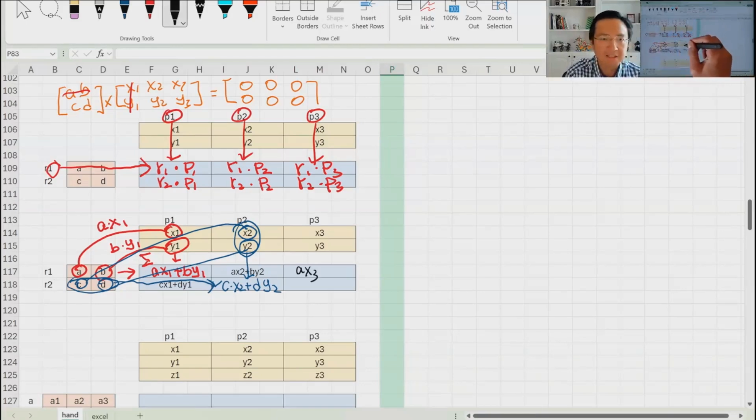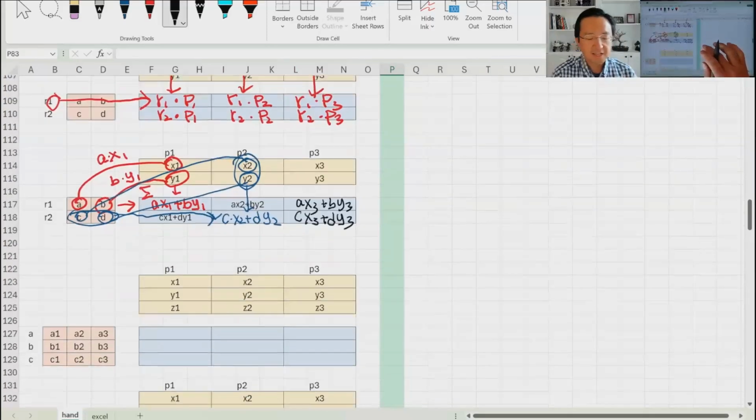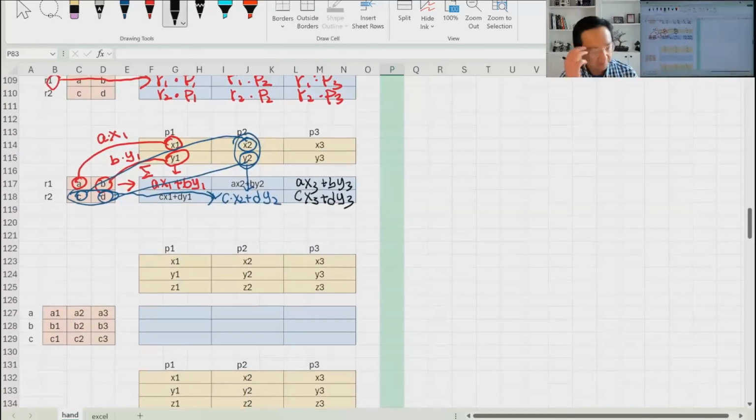You can see my hand in the upper right corner of this camera. So Y3, I can eyeball Y3 going to match in B. So B Y3. And I can do the same thing now down. Down here I have C X3 plus D Y3.